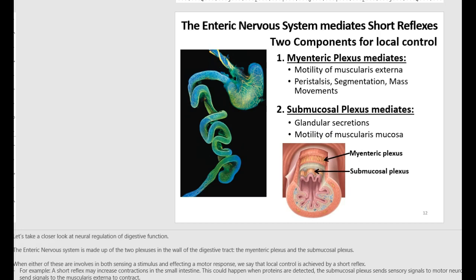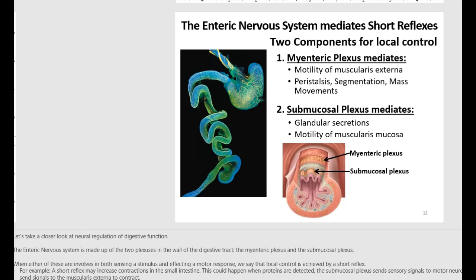the submucosal plexus. So the mesenteric plexus, since it's located in the muscularis externa, it will largely stimulate motility or decrease motility. And there are different types of motility depending on where you are in the digestive tract. In the esophagus, we call movement or contraction peristalsis. In the small intestine, we call it segmentation. In the large intestine, we call it mass movement, and we'll go over that later.